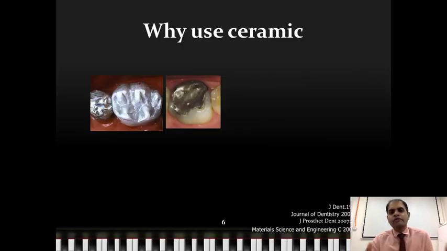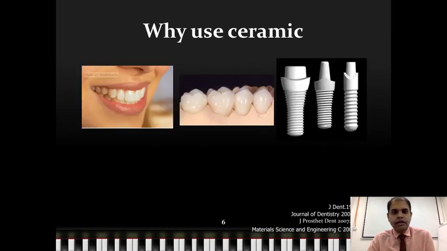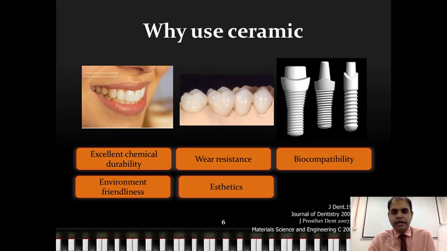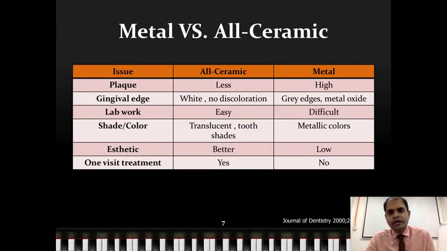So why ceramic? We know that a long time back, and even now, we used metal restorations, and they have an aesthetic concern. To improve the aesthetic demand, ceramic has arrived. In addition, it has excellent chemical durability, good wear resistance, it's biocompatible, it's environment friendly, and the last one, the most important, is aesthetics. This is a classic difference between metal and ceramic. I will not go too long. There is less plaque accumulation with all ceramics. It is translucent, has more tooth shades, and aesthetics is better.